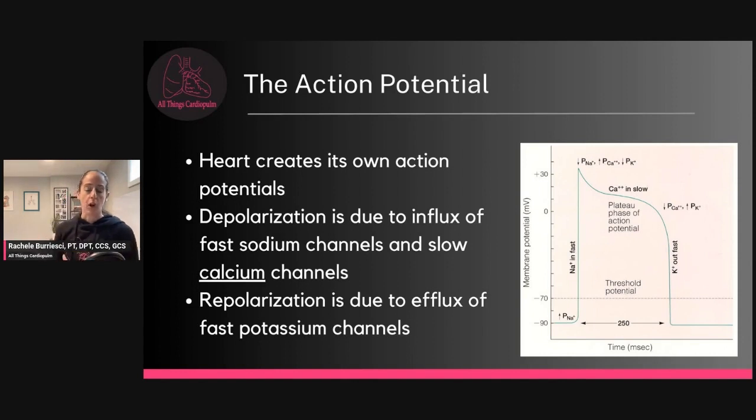So the action potential of a heart muscle is very similar to one of a skeletal muscle, except for two main things. One, calcium plays a role, and two, it's a little bit longer. It's a little bit longer because it needs time for the heart to fill and contract efficiently to have good cardiac output to the rest of the body. So, depolarization or contraction of the heart occurs due to an influx of fast sodium channels and slow calcium channels, and repolarization or relaxation of the heart is due to an efflux of potassium.